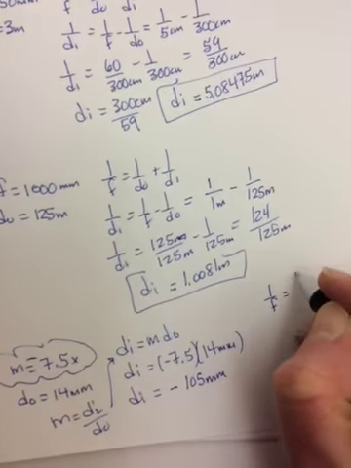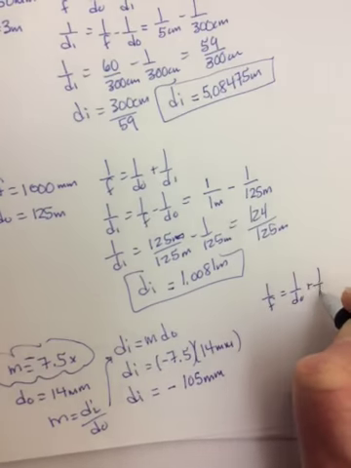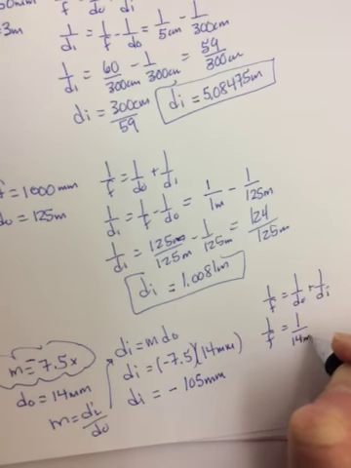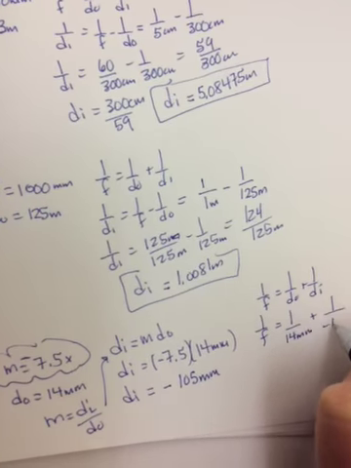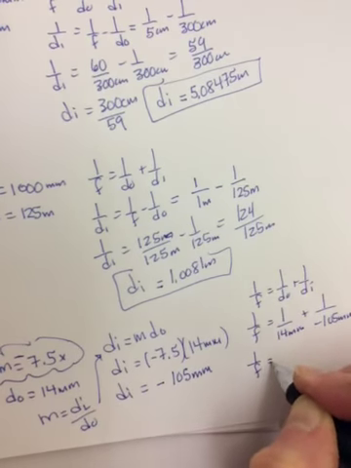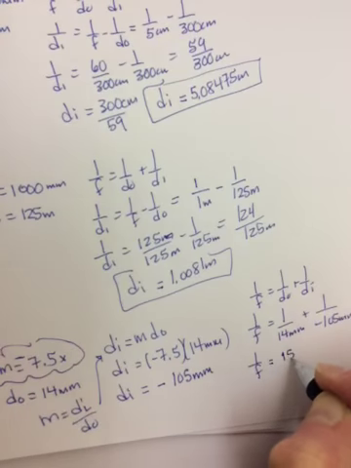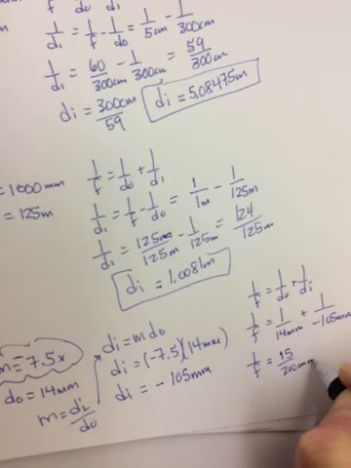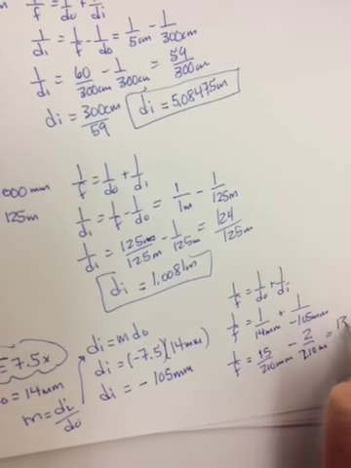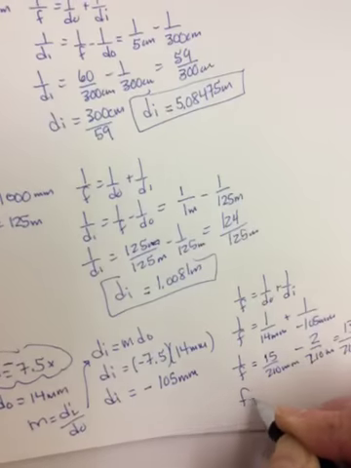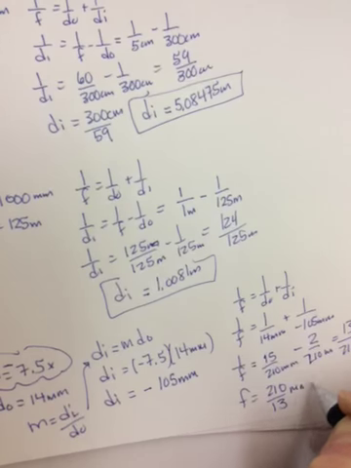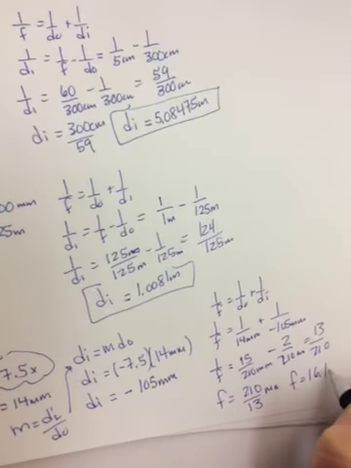So 1 over F is equal to 1 over DO plus 1 over DI. 1 over F is equal to 1 over 14 plus 1 over negative 105. Common denominator, I think, is 210. So 1 over F will be equal to 15 over 210 minus 2 over 210, which will be 13 over 210. So F will equal 210 over 13. So F will end up equaling 16.154.